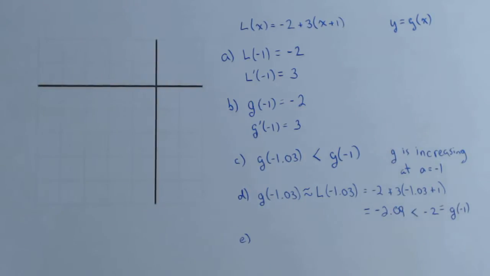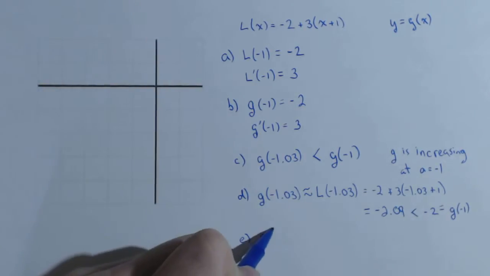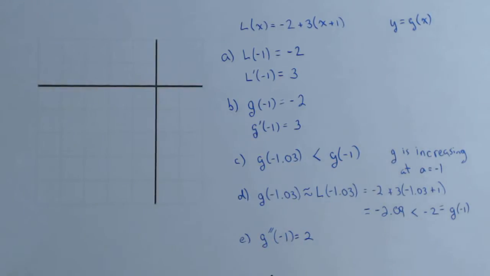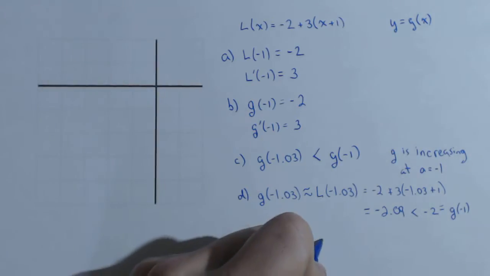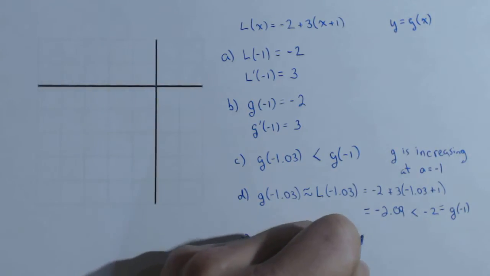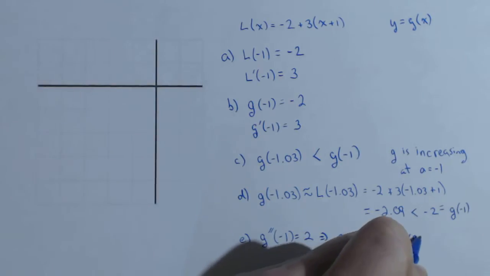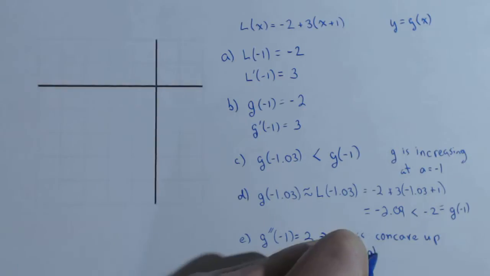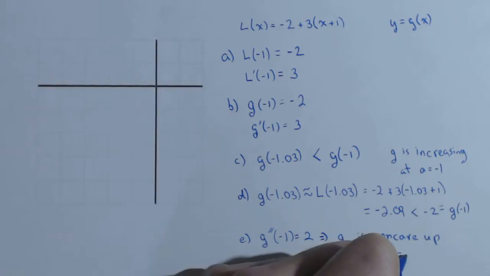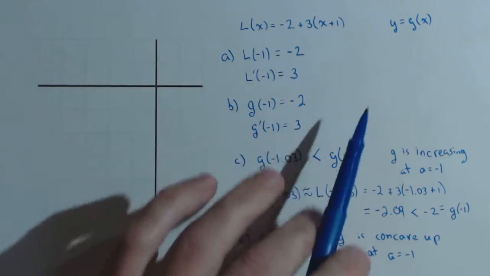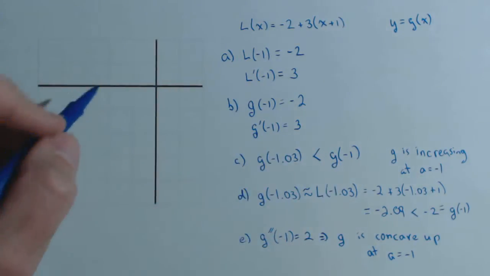E, if we also knew that g double prime of -1 equals 2, well, think about what that tells us about the graph. That tells us that the graph of g is concave up from our study of second derivatives at a equals -1. So that means at -1, not only is the function increasing, but it's got an increasing rate of change. Now, let's go ahead and sketch what's going on in our graph.